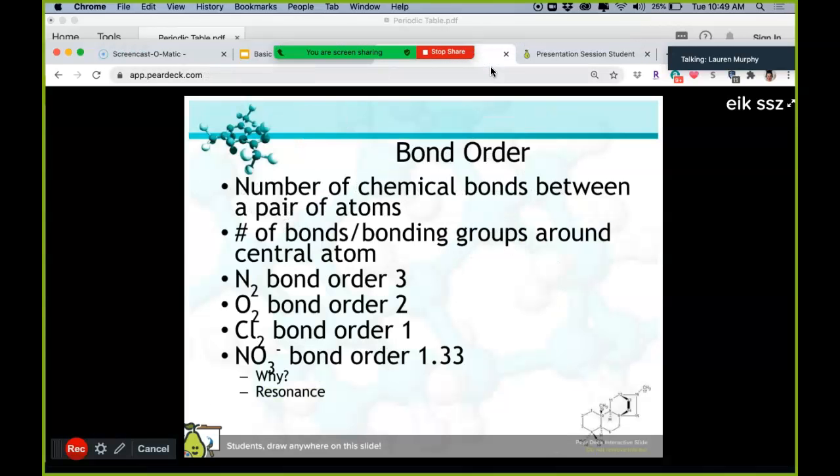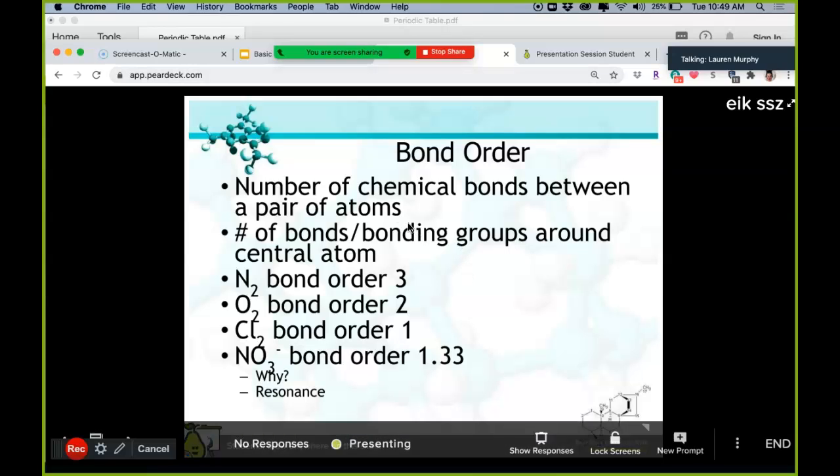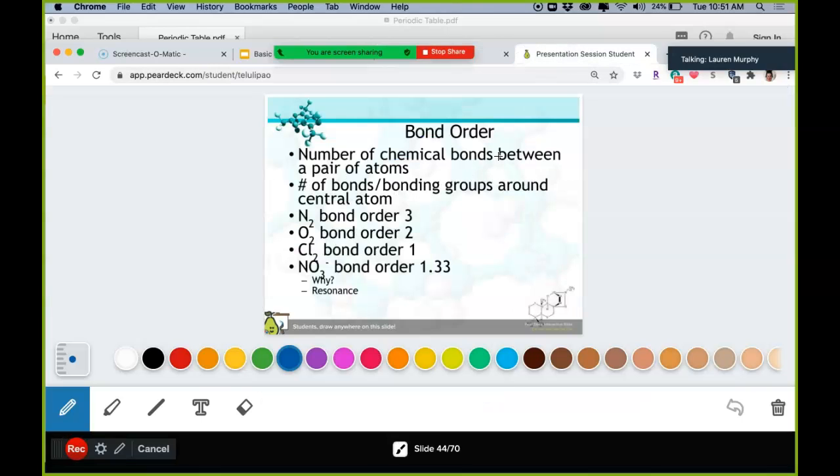Okay. So now we need to talk about bond order. It's actually a little bit more complicated than this, but for the sake of this class, we'll count how many bonds there are, double, single, triple. So a single bond counts as 1, a double bond counts as 2, a triple bond counts as 3. So like N2, if you draw it, it looks like this. This has a bond order of 3 because it has a triple bond. O2 has a bond order of 2 because it has a double bond. Cl2 has a bond order of 1 because it has a single bond.